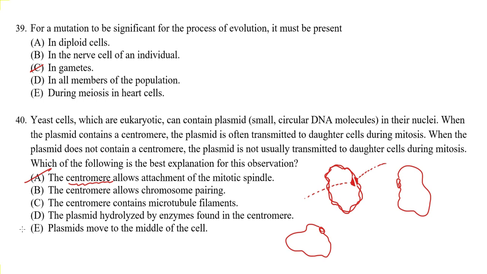Choice number B, the centromere allows chromosome pairing. Wrong. The centromere has no place for containing microtubules. Microtubules are attached to the centriole or central body. D. The plasmid is hydrolyzed by an enzyme found in the centromere. Something fake.